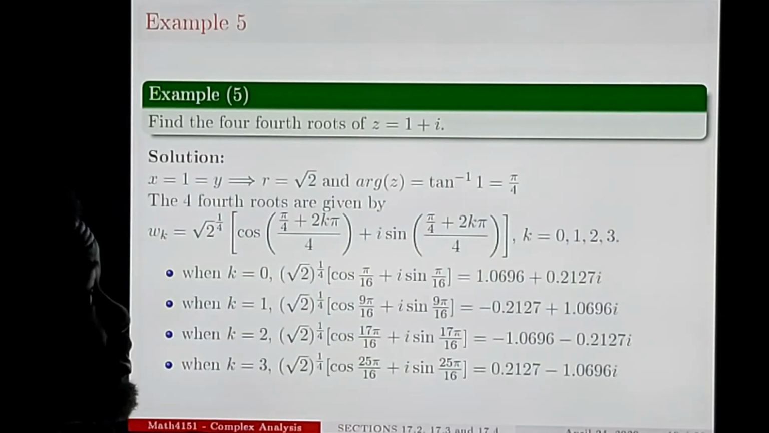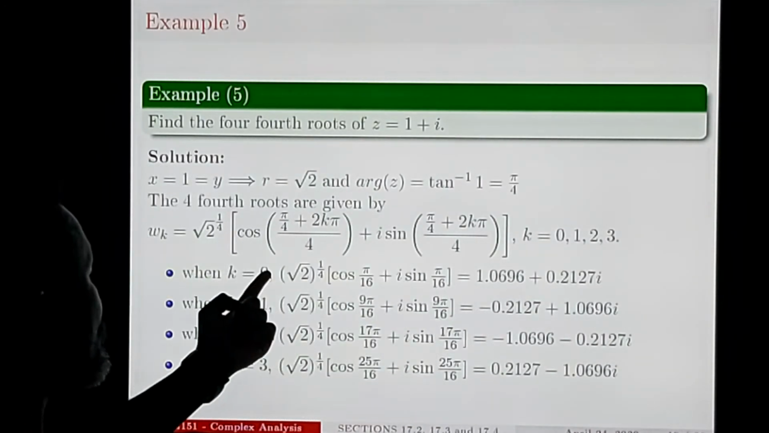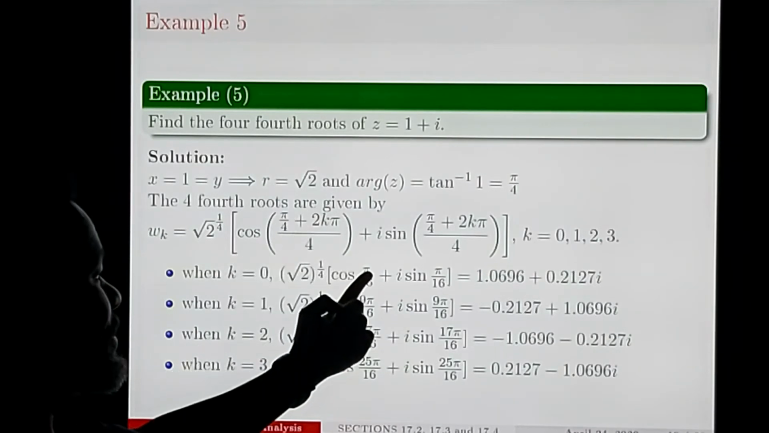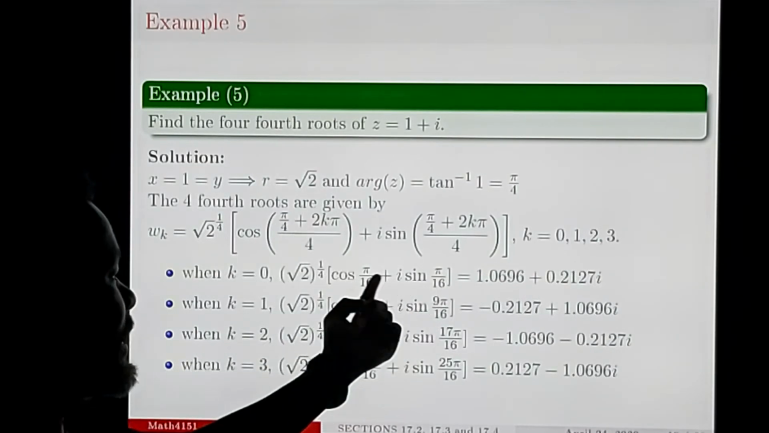And then there are 4 roots, so k is 0, 1, 2, 3. So you just vary the values. When k is 0, you put 0 here. You get pi over 4 over 4, which is pi over 16. Then you can use your calculator.